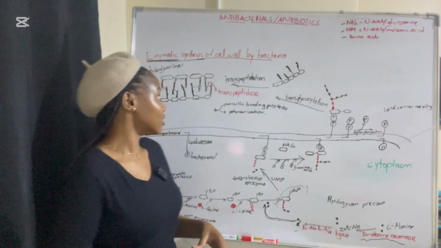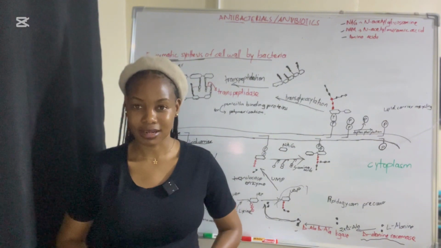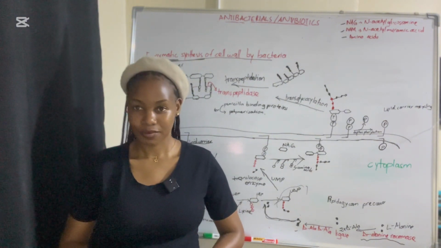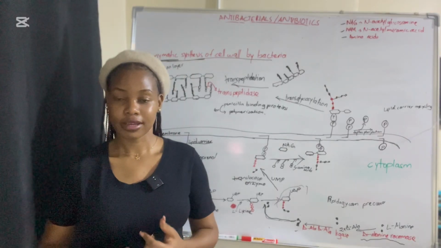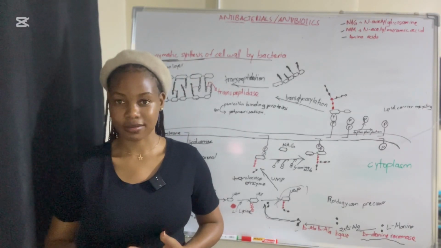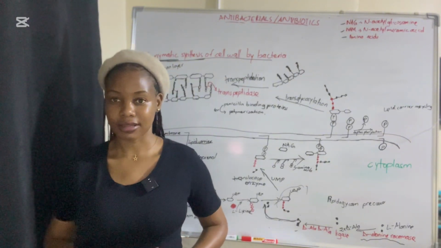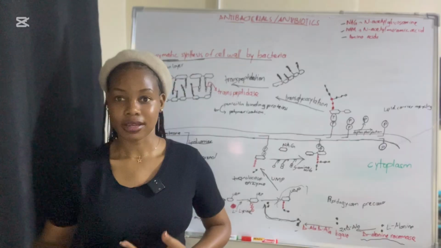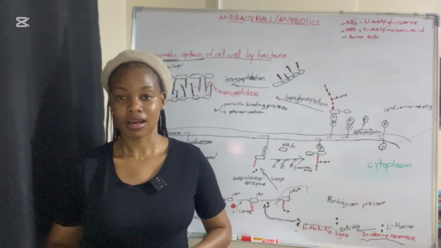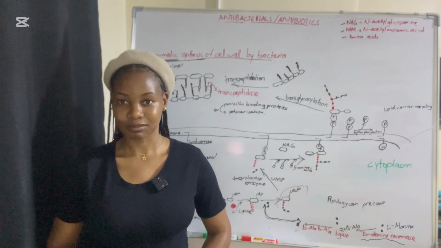So, in today's lecture, as I've introduced, we are going to mainly focus on the classification based on mechanism of action. They are divided into five, where we have inhibition of the cell wall synthesis, disruption of the cell membrane, inhibition of protein synthesis, then we also have inhibition of metabolic pathways, and also inhibition of synthesis of nucleic acid.